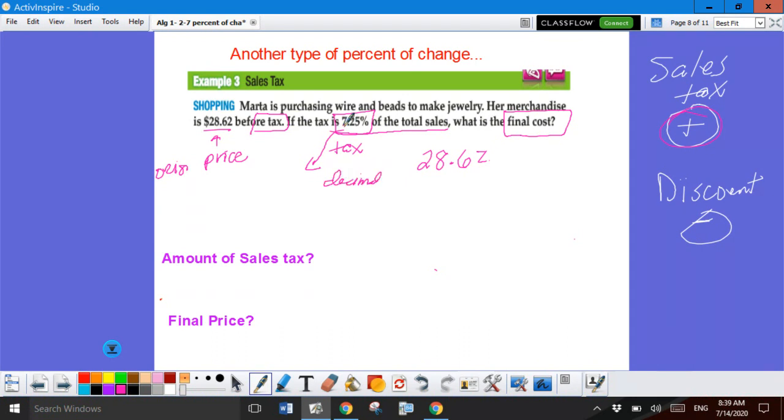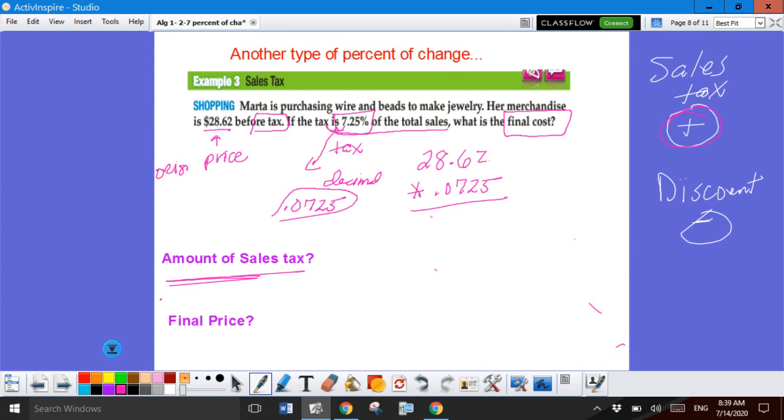Well, I know I need to move it 2 spots. So 0.0725. That is my decimal. So I'm going to multiply my original price times 0.0725 because I need to have my amount of sales tax. Okay, my amount of sales tax. So go ahead and do that and let me know what you get.